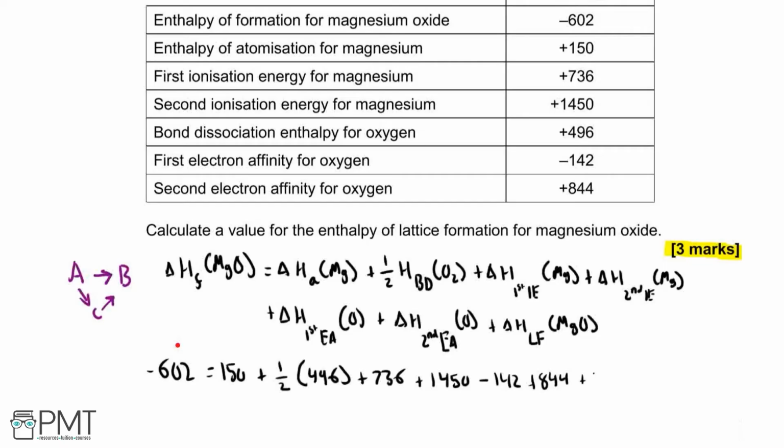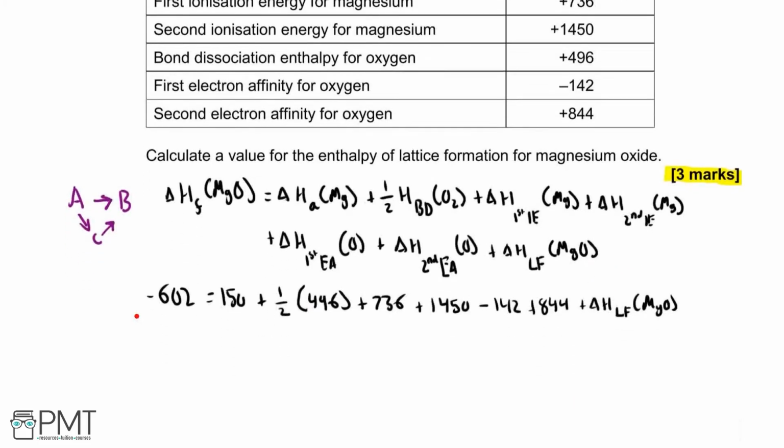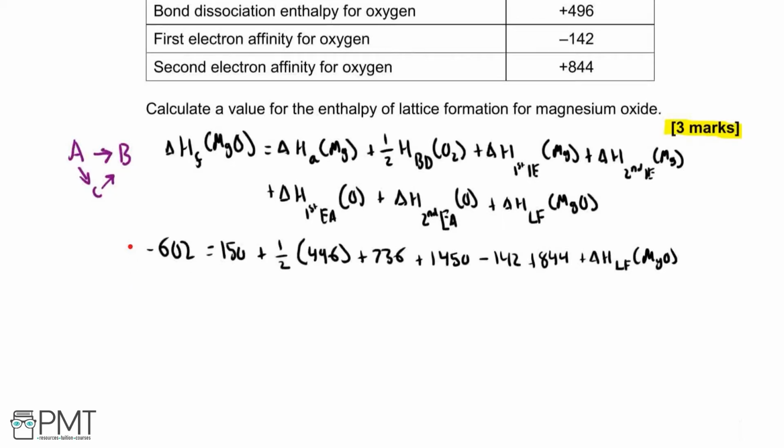And finally, we have our lattice formation enthalpy, which we don't know, so it stays as an algebraic term, as it was in the previous equation. Now that we have all of our numbers substituted into our equation, we can begin to simplify it down and find our final answer for that third mark. So this so far has been 2 marks, one for this algebraic form, and then the second for substituting in the numbers. And we're going to now simplify this down so we can find our value for lattice formation.